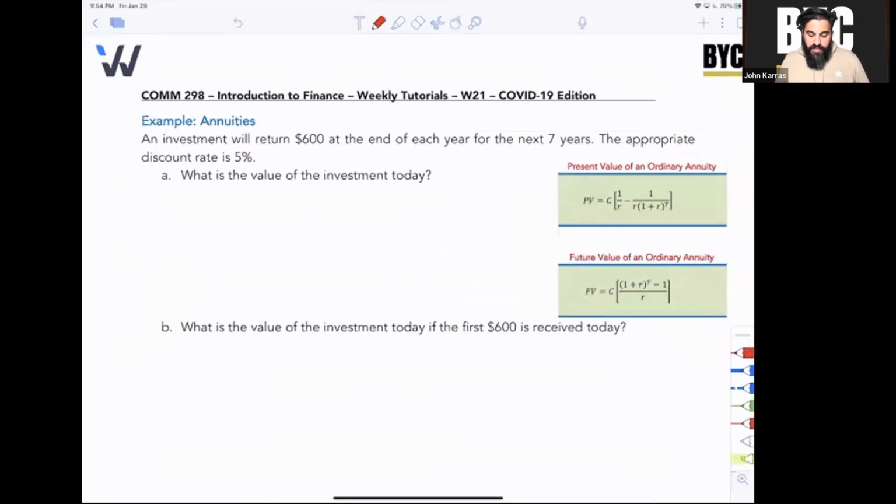An investment will return $600 at the end of each year for the next 7 years. The appropriate discount rate is 5%. What is the value today of that investment? So what is the present value, in other words?